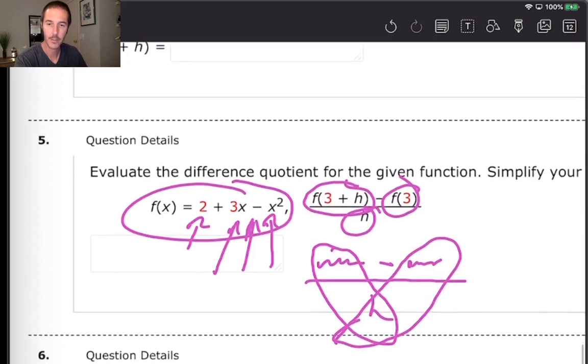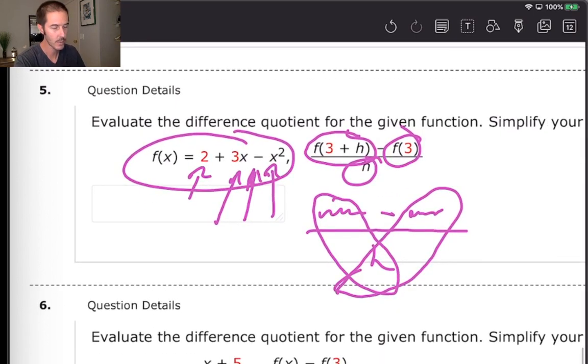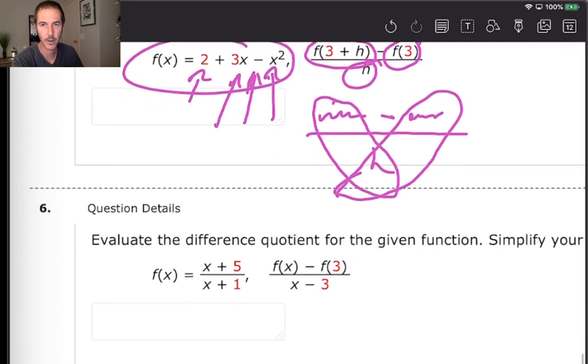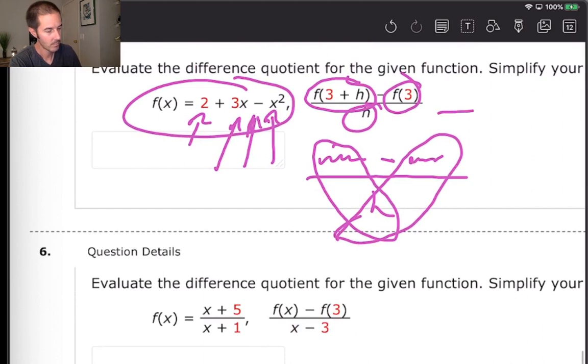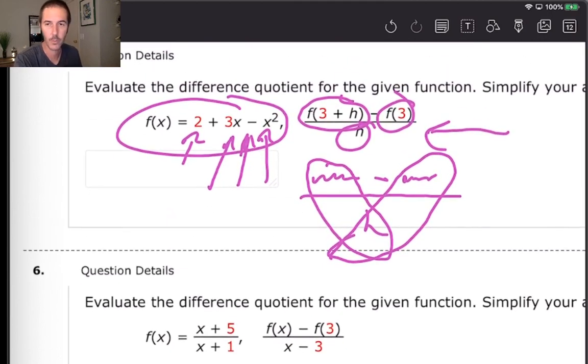Don't forget, you have to do the distributive property of division. You have to divide both terms in the numerator by your denominator, which is simply an h there. This is pretty much the difference quotient. Oh, it even says it in the problem. It's the difference quotient.